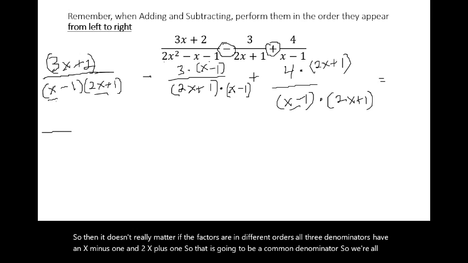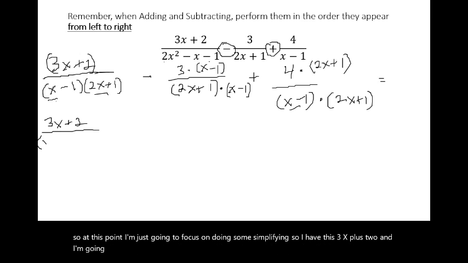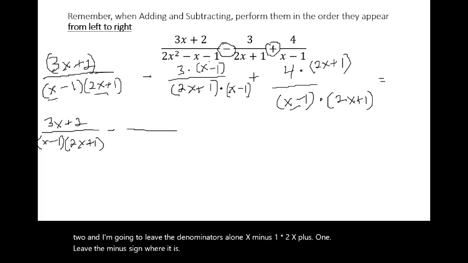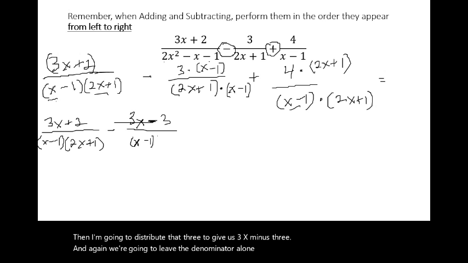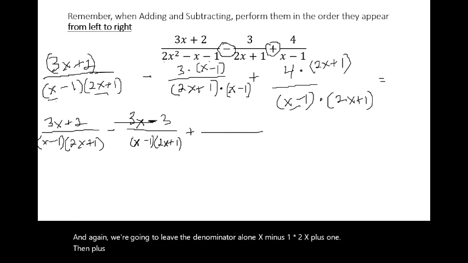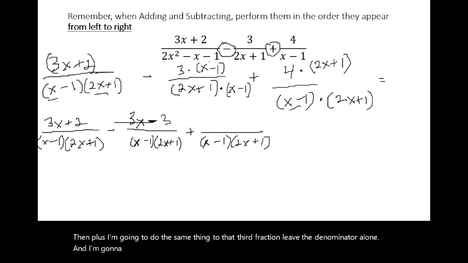So at this point, I'm just going to focus on doing some simplifying. So I have this 3x plus 2, and I'm going to leave the denominators alone, x minus 1 times 2x plus 1. Leave the minus sign where it is. Then I'm going to distribute that 3 to give us 3x minus 3. And again, we're going to leave the denominator alone, x minus 1 times 2x plus 1. Then plus, I'm going to do the same thing to that third fraction, leave the denominator alone. And I'm going to distribute that 4. So when we distribute the 4, we get 8x plus 4.